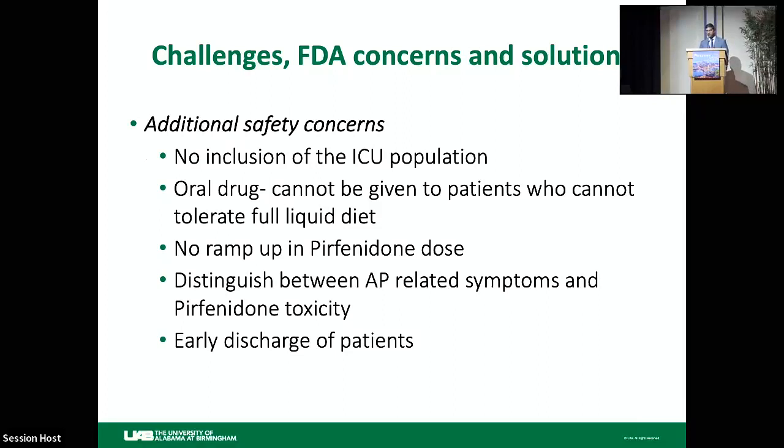There was also a concern that pirfenidone itself has some side effects which overlap with those of AP, such as nausea, vomiting, and abdominal pain. But we were able to resolve that by including other criteria for detection of AP-related symptoms, such as scans, and that was eventually approved by FDA. The last concern FDA had was about patients discharged early. The treatment regimen for pirfenidone is 7 days, and the initial plan was to advise an early-discharged patient to take pirfenidone at home. But since we would not be able to monitor those patients for adverse effects, this was eventually scrapped. So the treatment would stop the moment the patient is discharged.